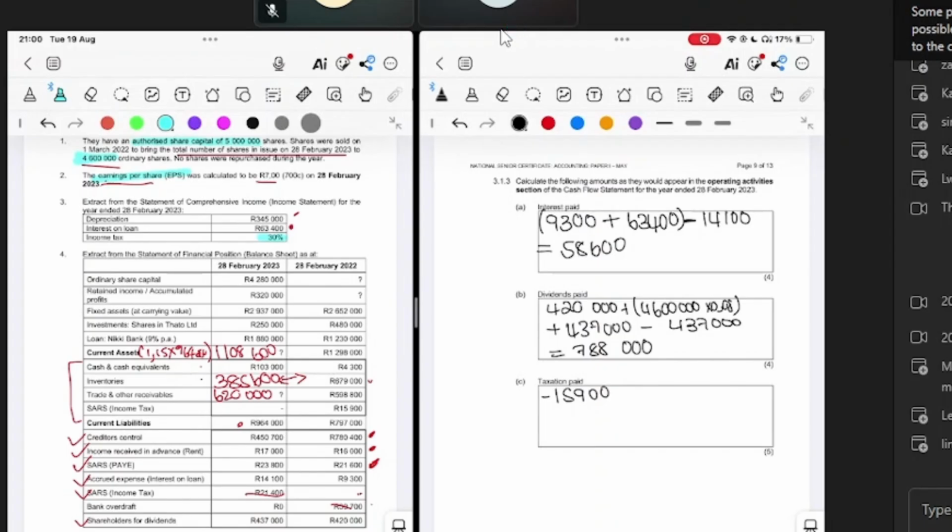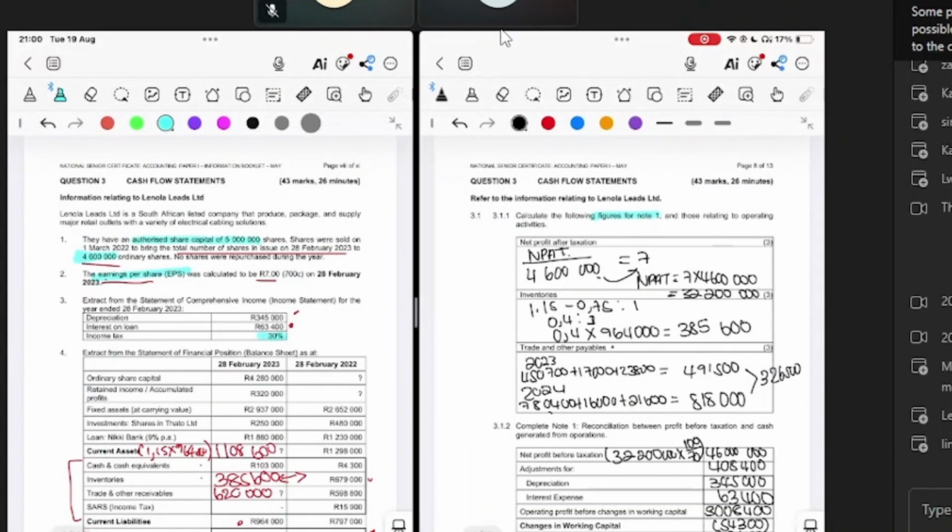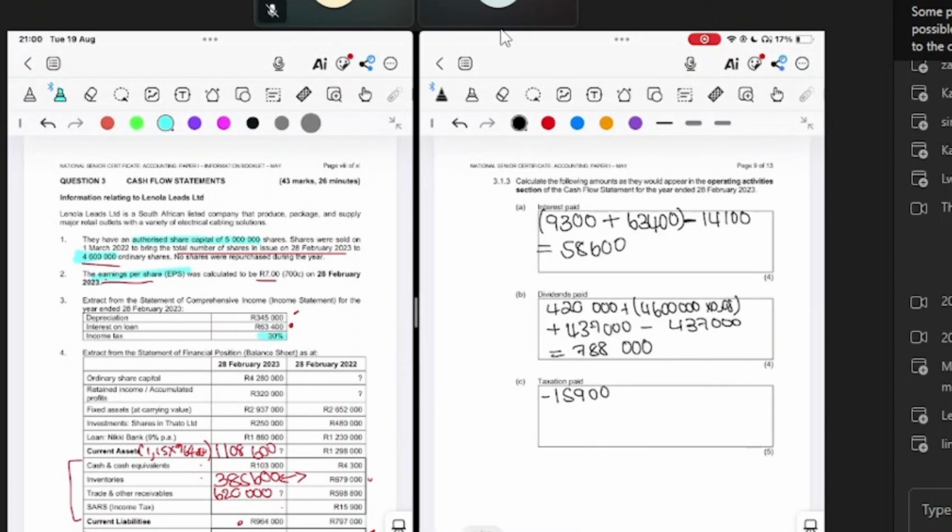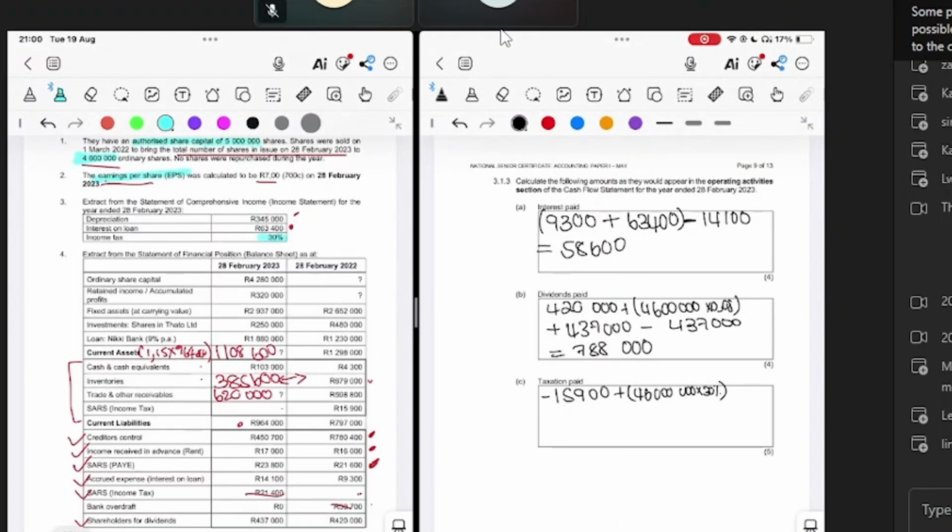Then we need to calculate what our income tax was for the year. So our net profit was 46 million. So we take 46 million, multiply that by 30%, and it will give us our income tax for the year. Then we are told at the end of the year, we still owe 21,400, meaning that amount was also not paid, so we minus 21,400.